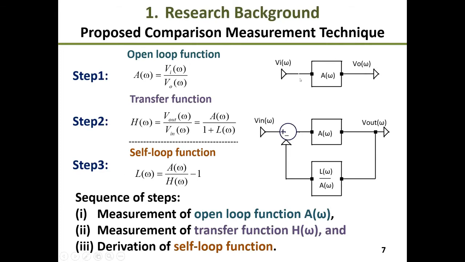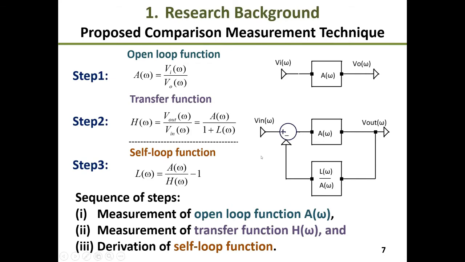As you know, in practical measurement, the open loop gain of an op-amp is very high. So in simulation, we can derive it easily when we measure the loop gain function. We measure the open loop function, the transfer function, and then we derive the loop gain function.